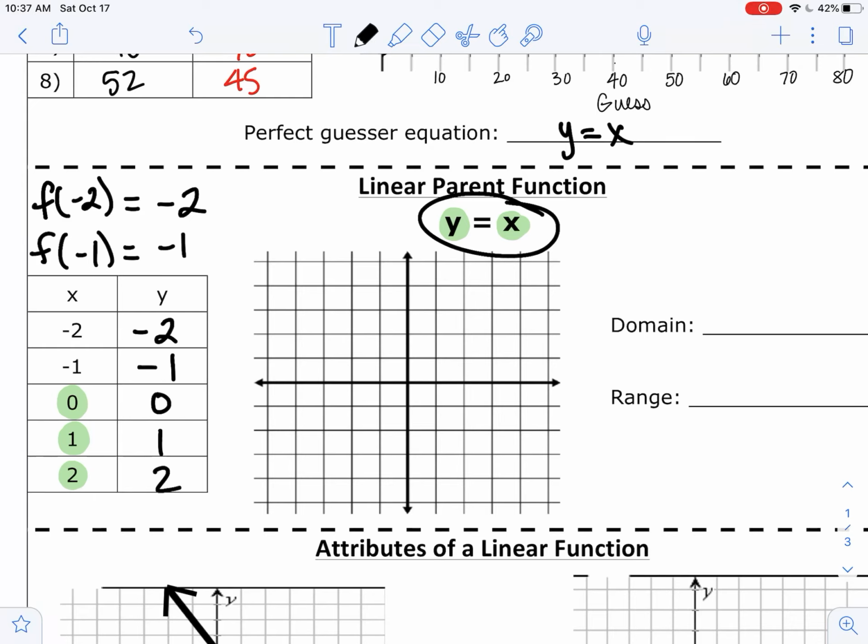So let's go ahead and plot that on here. So we go over -2, down 2. Boom. Over -1, down 1.